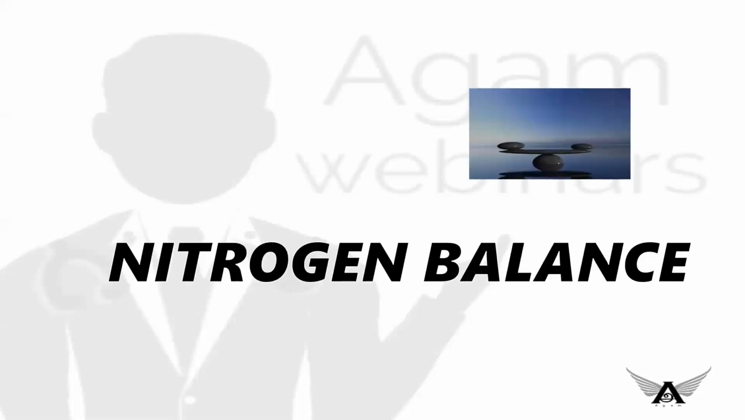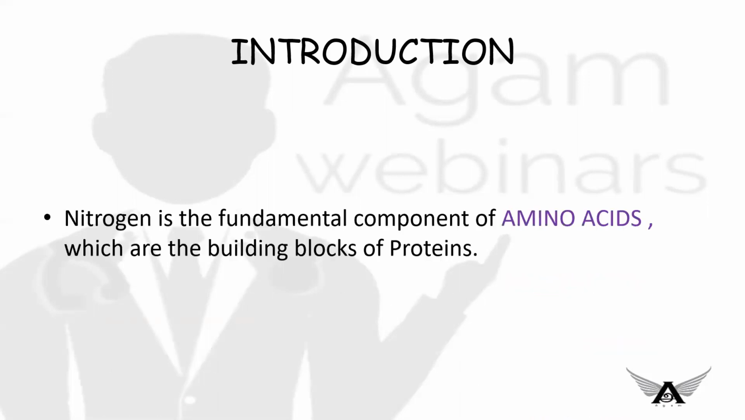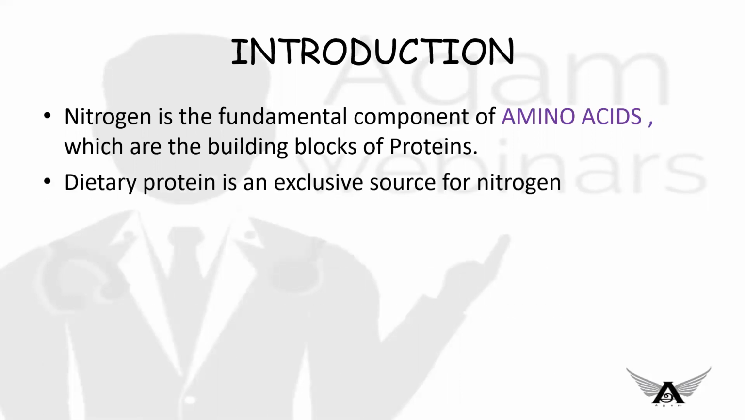What is this nitrogen balance? Before going into it, we should know what is the source of nitrogen. Our body is made up of few elements like carbon, nitrogen, hydrogen, oxygen, and sulfur. This nitrogen is mainly obtained from protein, or it is a constituent of protein. We also say it is a fundamental particle and building block of proteins. And dietary proteins are the only sources of this nitrogen.